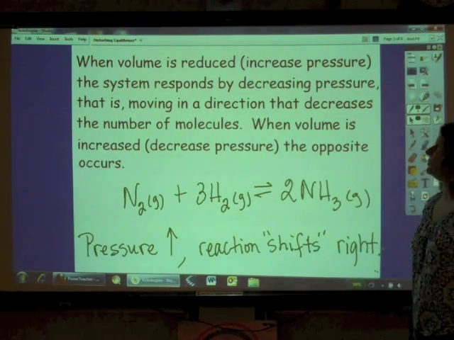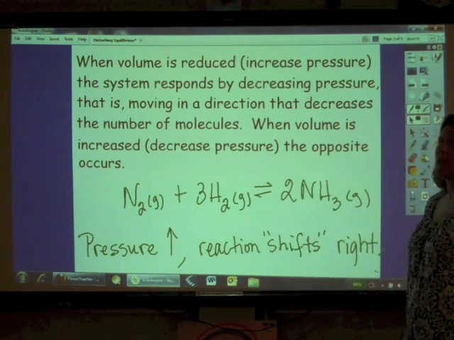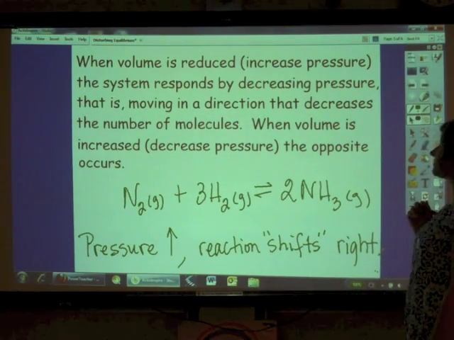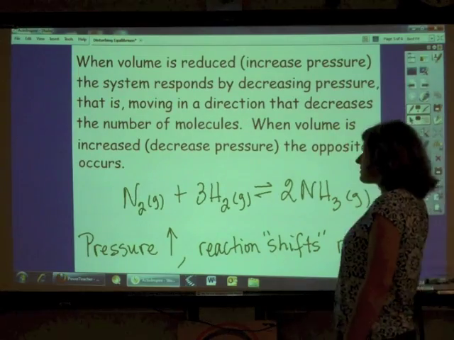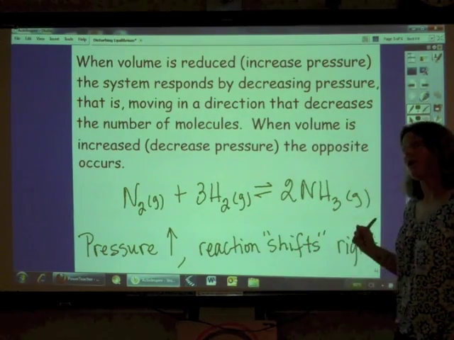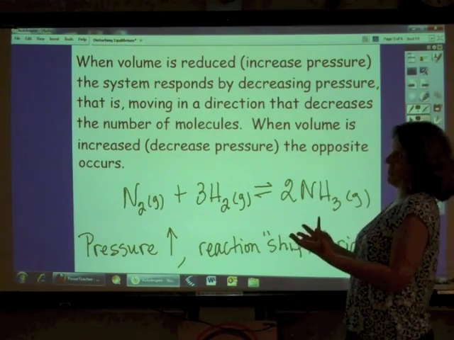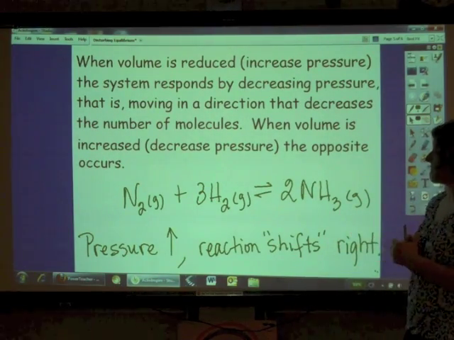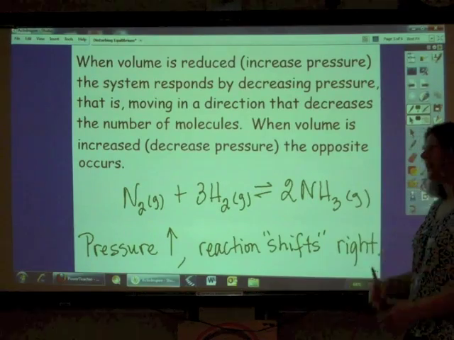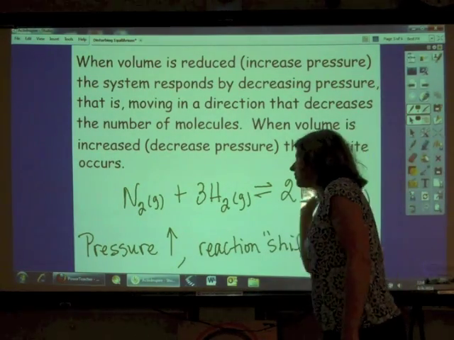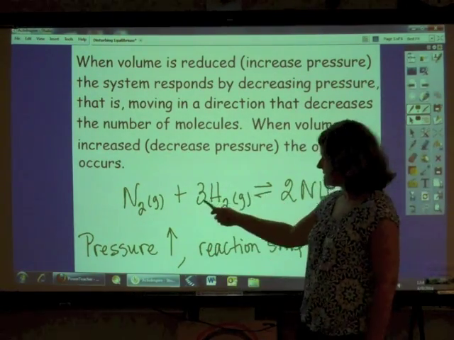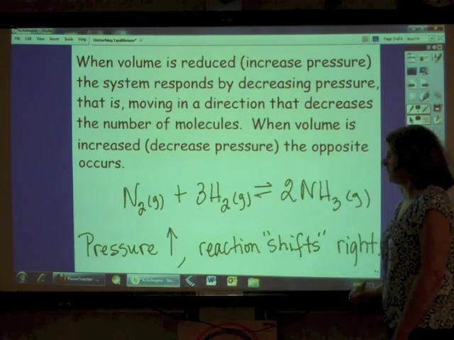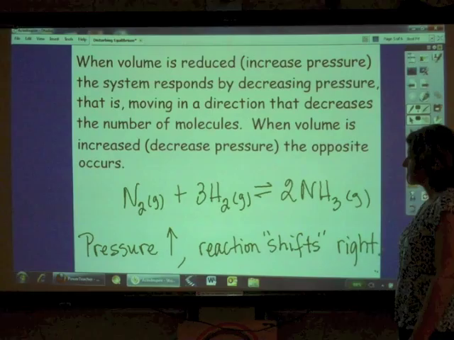Okay, what if it's the opposite direction? What if we decrease the pressure? If we decrease the pressure, then this system is going to respond by increasing the pressure, right? It's going to counteract it, work the opposite. And to do that, it is going to shift to the left where there is 3 plus 1, 4 molecules or 4 moles of gas, creating greater pressure.